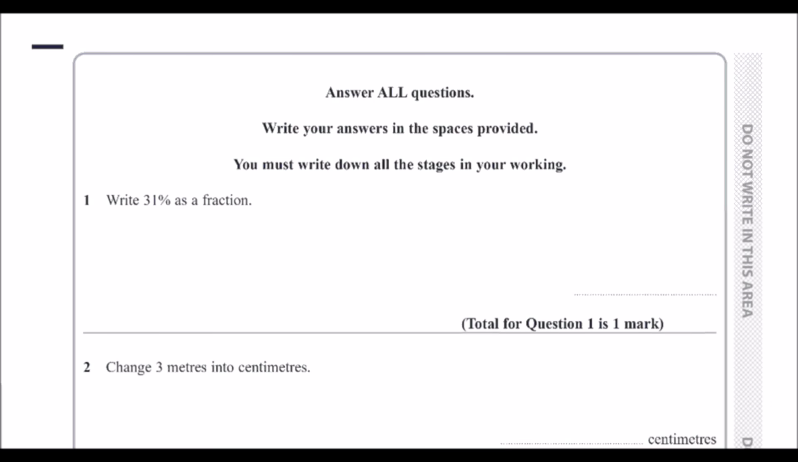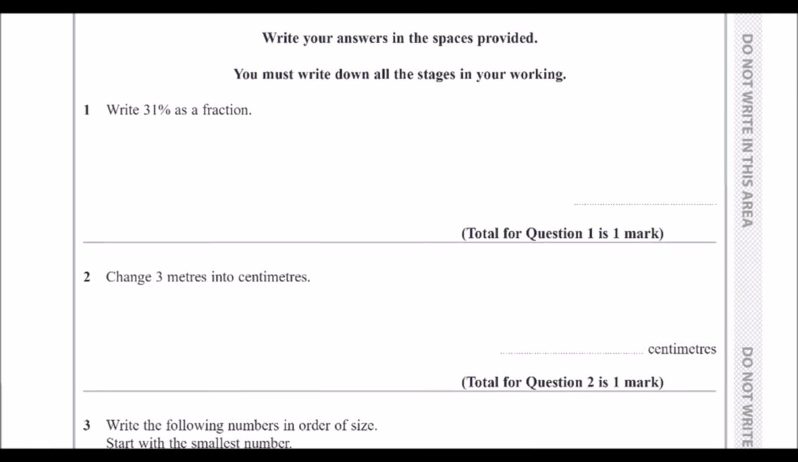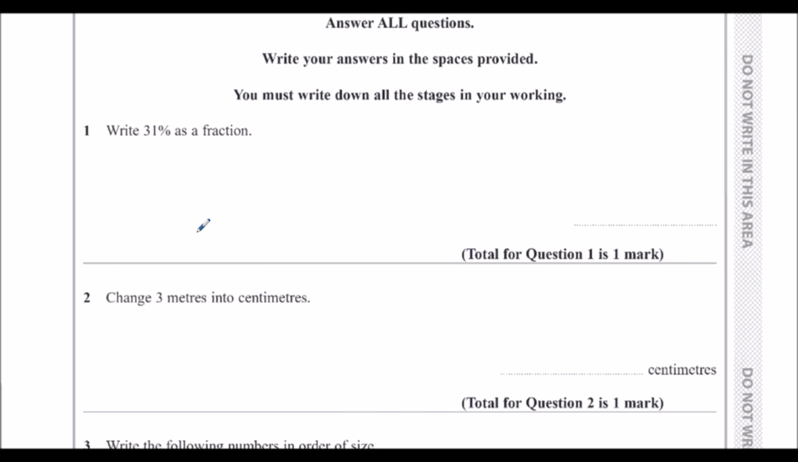This is the November 2021 Edexcel Foundation Tier, Paper 2, and that is a calculator paper. So let's get started. Question 1, write 31% as a fraction. So 31%, a percent is out of 100. So 31% is 31 out of 100, 31 hundredths.